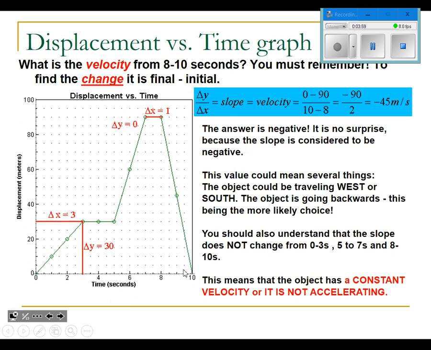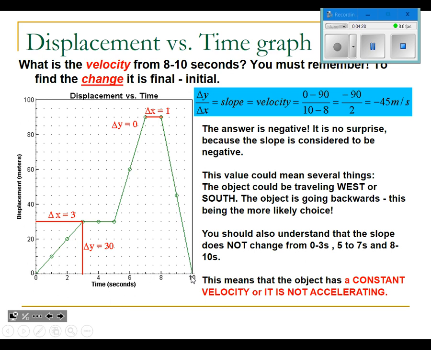But what does this value mean? Well, it could mean a couple of things. But it's that the object could be traveling south, or it could be traveling west. Roughly, that would mean that if we were over here from 1 to 3 seconds and we said it was traveling east, then over here from 8 to 10 seconds, it's now traveling west. So roughly the way to think about it is the object is going backwards. This makes some more sense, okay?